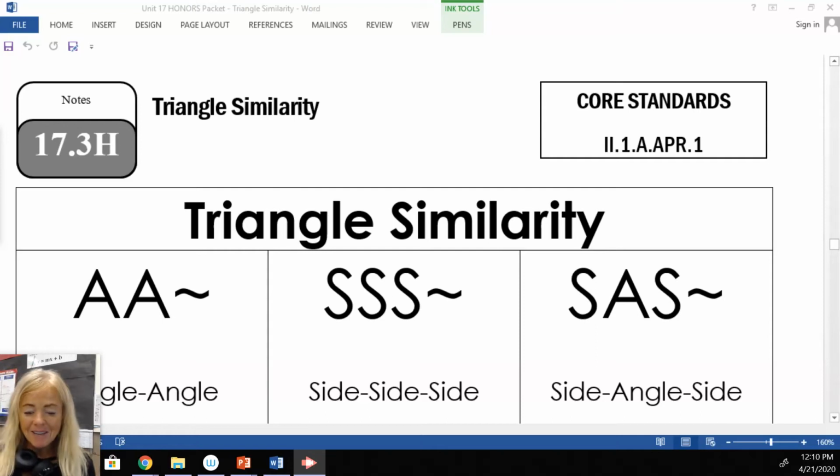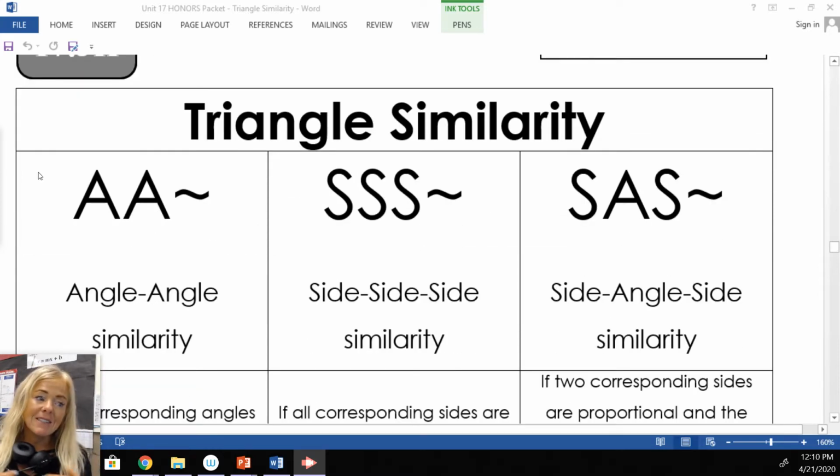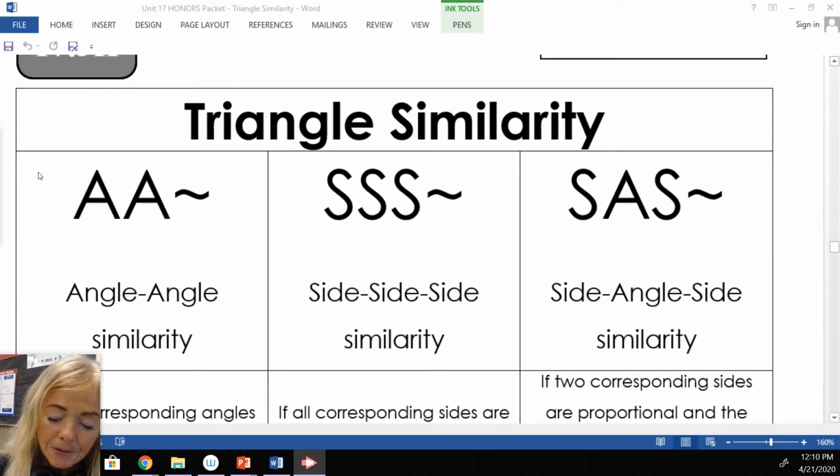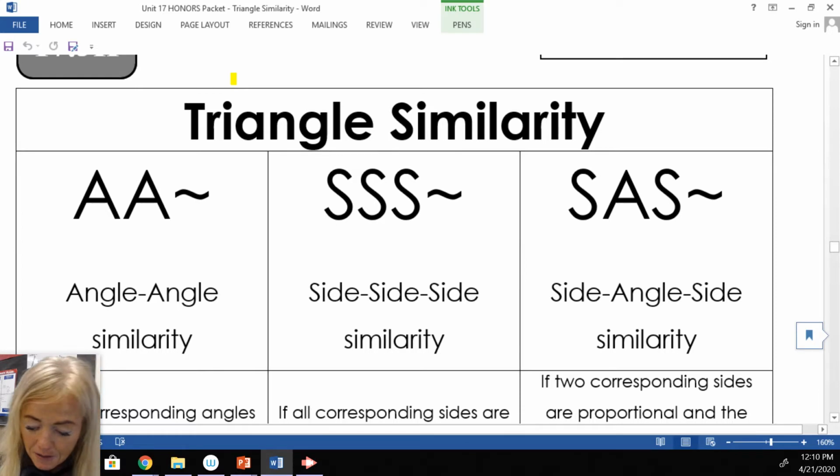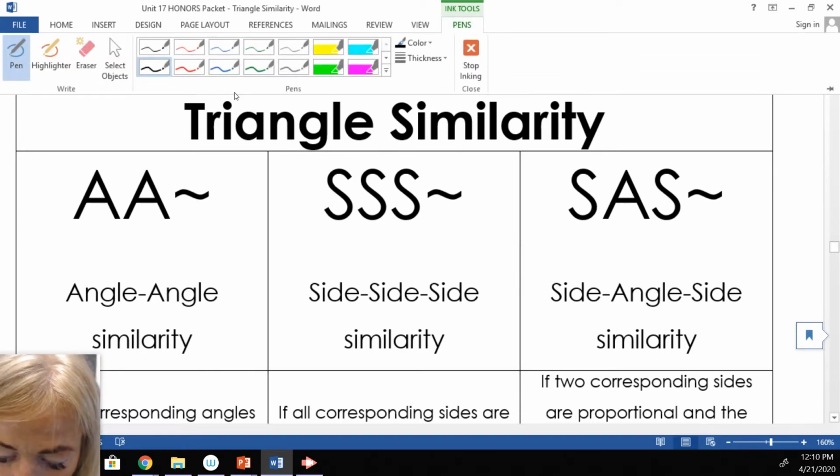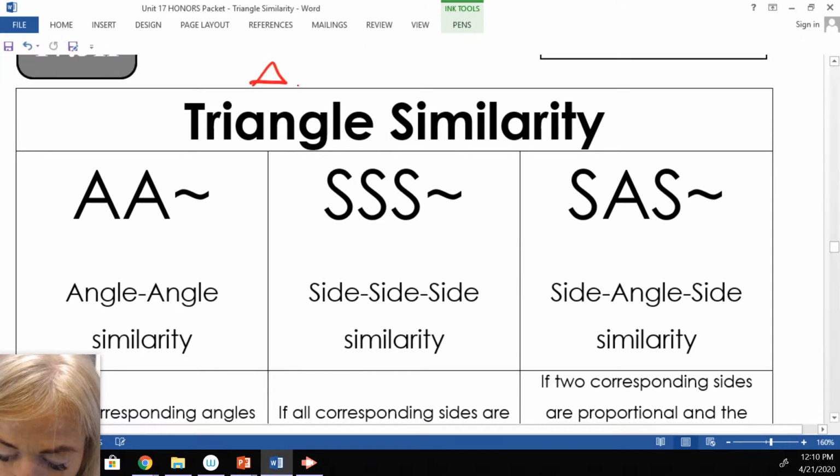Hi class, now we are doing 17.3, Triangle Similarity. So again, the unit that we're doing involves proofs. So now we're going to learn how to prove that triangles are similar. Now if you recall, similar triangles are the same shape, different size.